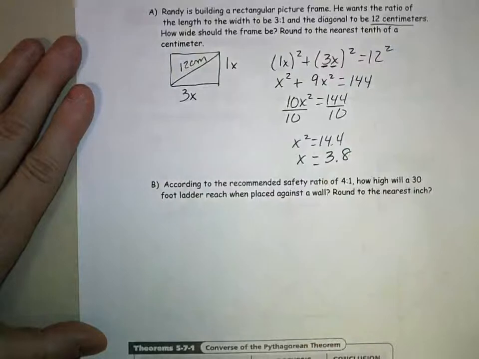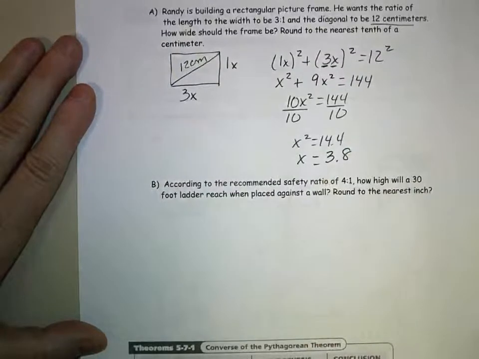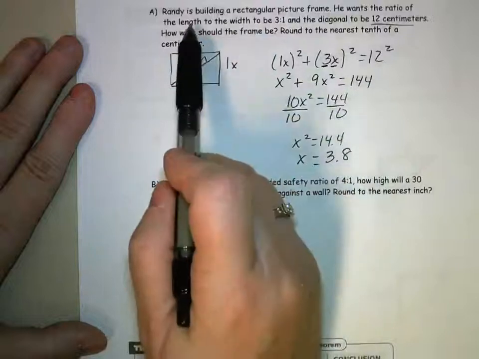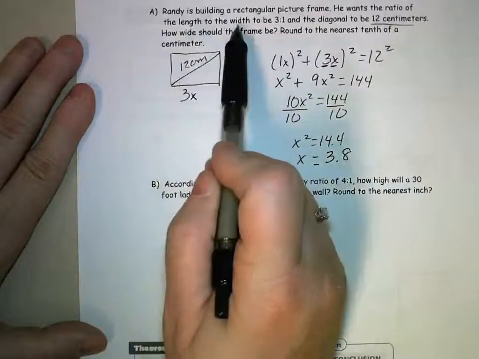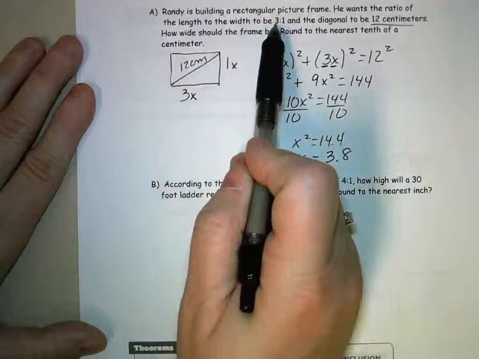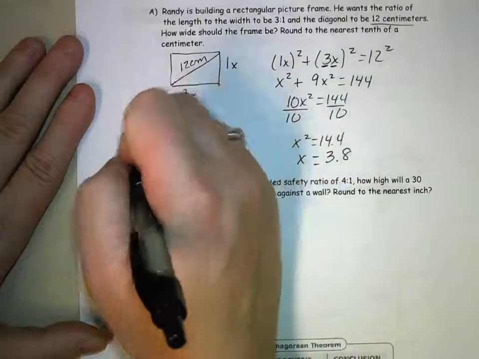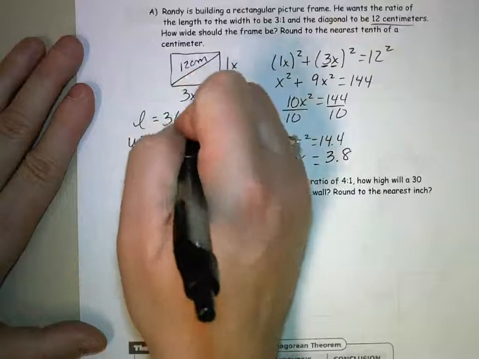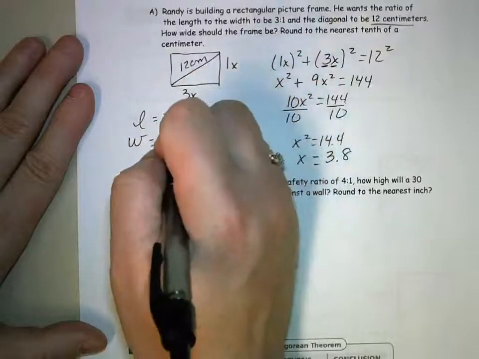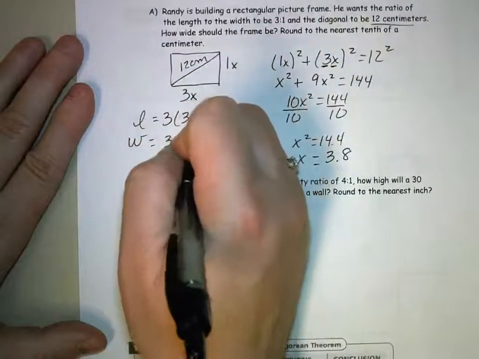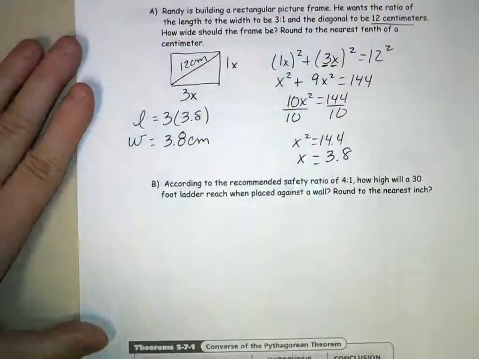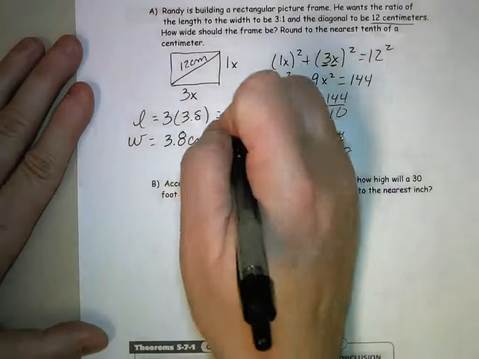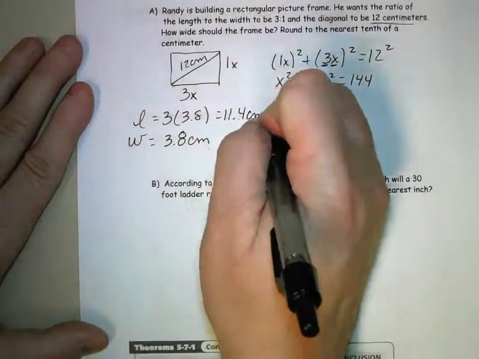Now all that work is correct, but that's not our final answer. The question is, how wide should the frame be? And this says length to width. So 3 is the length and 1 is the width. And I'm going to do both of these. The length will be 3 times 3.8. And the width will just be the 3.8 centimeters. And the length will be 11.4 centimeters.